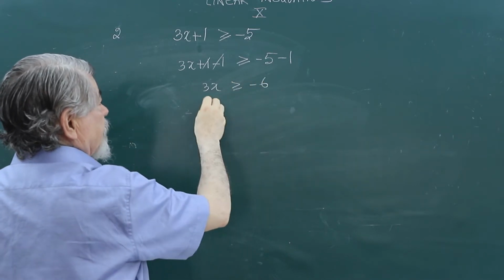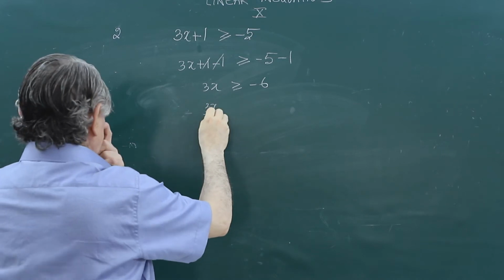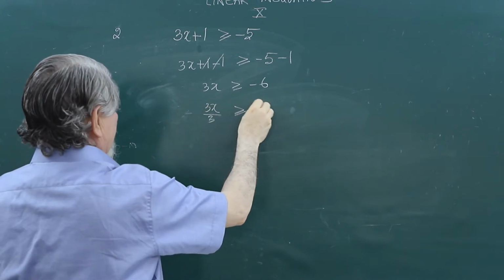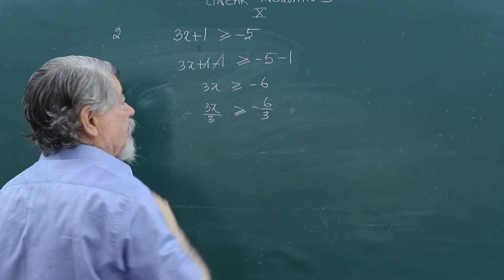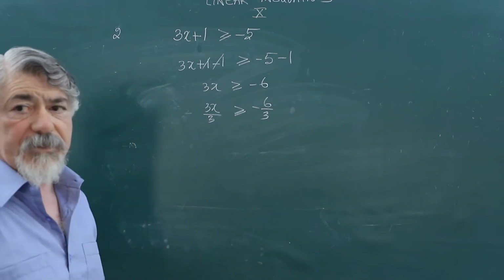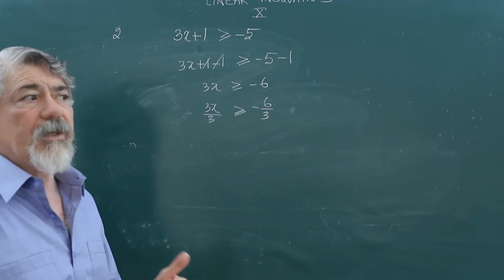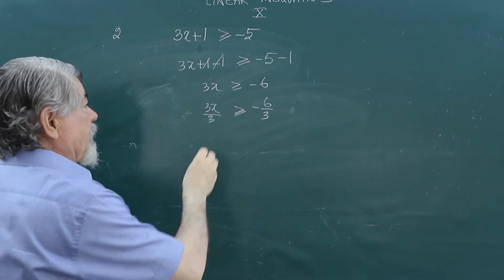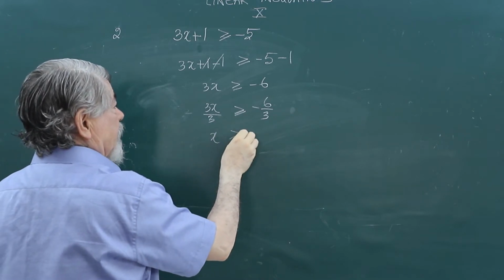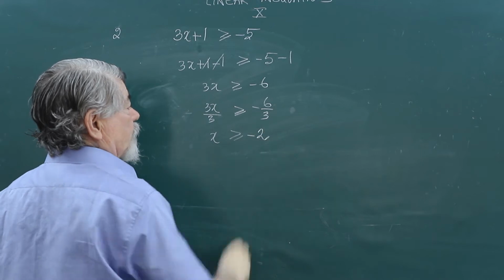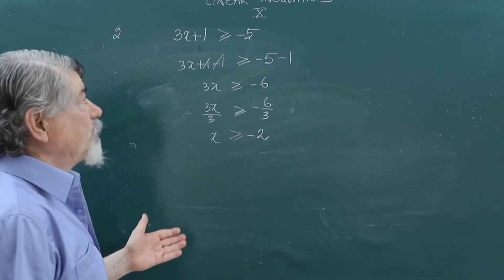Now we divide by 3. 3x divided by 3 is greater than or equal to minus 6 divided by 3, because you are dividing by a positive number. There is no reversal of the inequality. x is greater than or equal to minus 2.